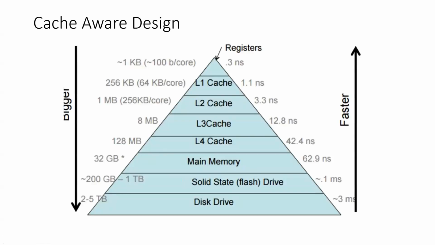Now, if you see this pyramid, it shows the different types of memory that are available. At the top are the CPU registers, which are the fastest but the smallest in size. And at the bottom, you see the disk drive, which is the biggest, but the slowest in speed.